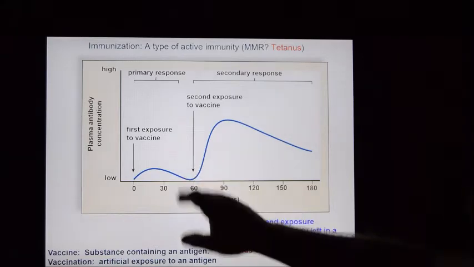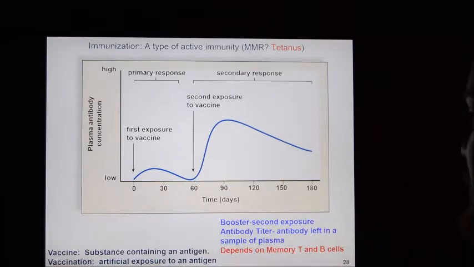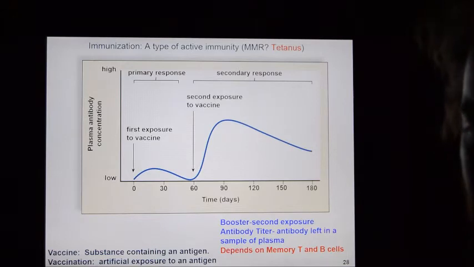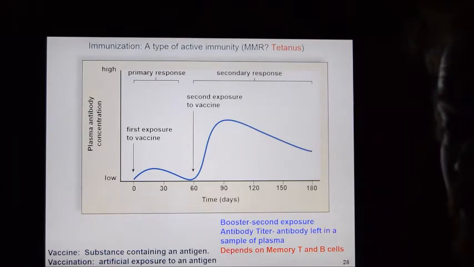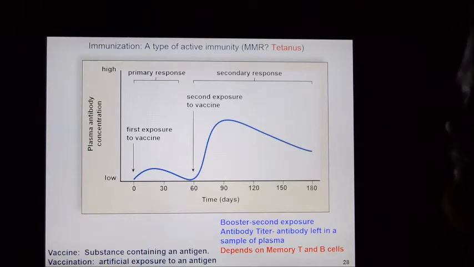Yeah, this is called titer. If you've ever heard the phrase antibody titer, we're looking at the amount of antibody present in the bloodstream at any given period of time. This is why we occasionally have to get what are called booster shots. We get booster shots to boost our antibody titer.